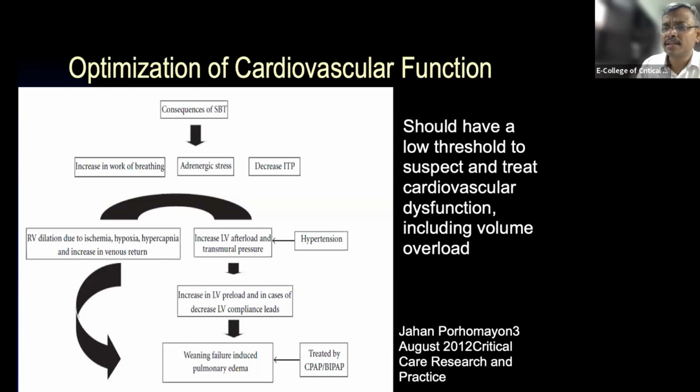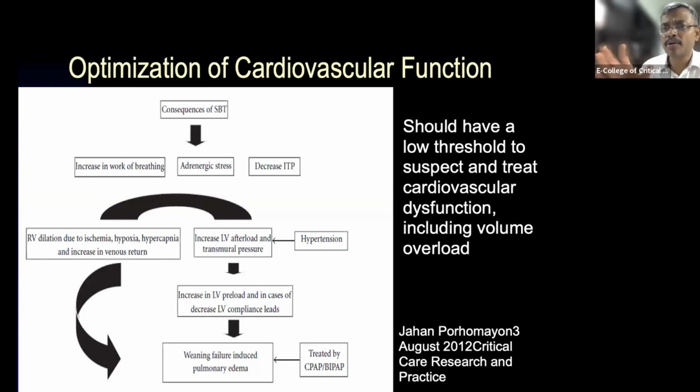What happens in full support? The intrathoracic pleural pressure is positive. When you put on spontaneous breathing, patient triggering, that pleural pressure becomes negative. This negative pressure is not allowing the LV to contract. So LV is working more and more, afterload is increasing. That causes ischemia of the LV and causes LV failure, causes weaning induced pulmonary edema.